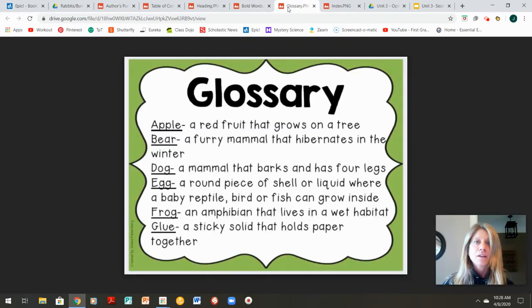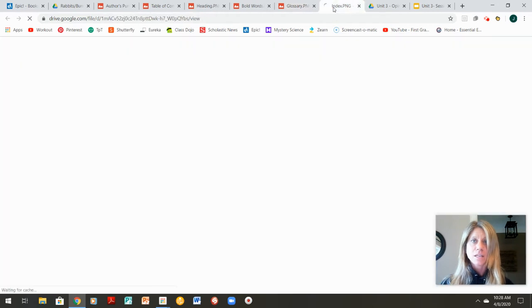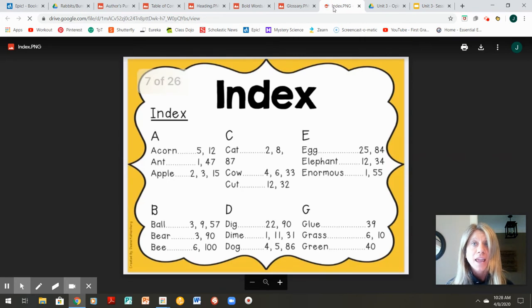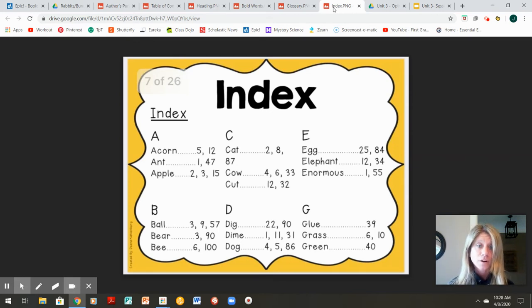Also, in our nonfiction book today, you'll see a glossary. A glossary is a list of words with a definition of what those words mean. And a glossary is usually found at the back of a book. And lastly, you're also going to see an index in our nonfiction book today. And an index is also found at the end of the book, and it's a list of words in ABC order that are in the book, and they have a page next to them so you know where you can find that word in the book.